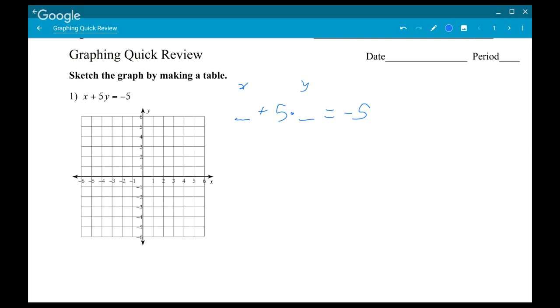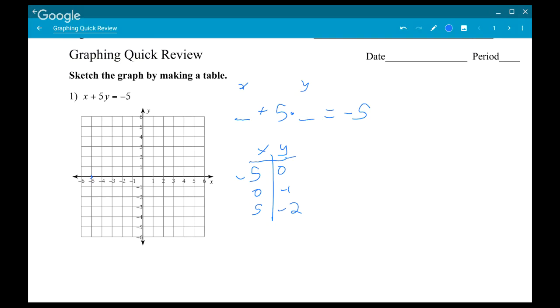Okay. So first things first, I'm thinking -5 and 0 would be a good one, right? I am thinking 0 and -1 would be a really great option. And I am thinking 5 and -2 would be a good option. All of those, if you plug them in for X and Y, will get the left side to be -5. Okay. Then all I got to do is plot those as if they were ordered pairs.